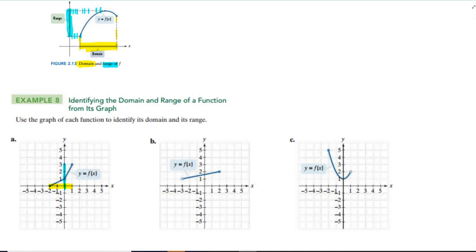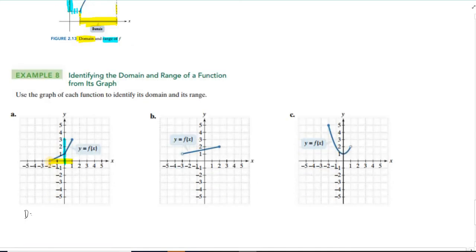So how can I write a solution? For my domain, I'm just going to write D. I look at the yellow part. I started at -2. It's a solid circle right there, which means I need a bracket for this. Started with -2, and then I look at the graph from the left to the right and ended at 1. Again, at 1 it is a solid circle, so I have a bracket. From the left to right, you always write the interval notation from the left to right.